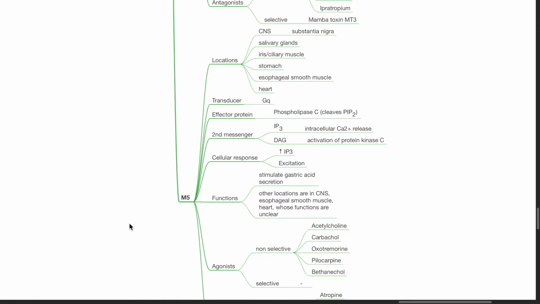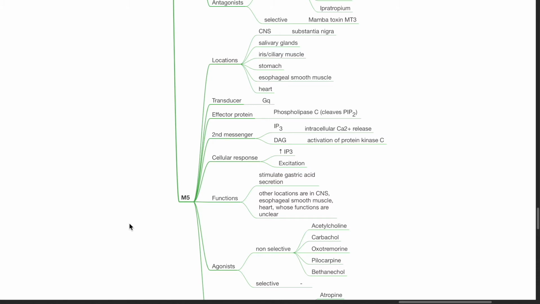M5 receptors are located in the CNS substantia nigra, salivary glands, iris or ciliary muscle, stomach, esophageal smooth muscle, and the heart. Transducer is Gq. Effector protein is phospholipase C, which cleaves PIP2. Second messenger is IP3 and DAG. IP3 causes intracellular calcium release and DAG activates protein kinase C.